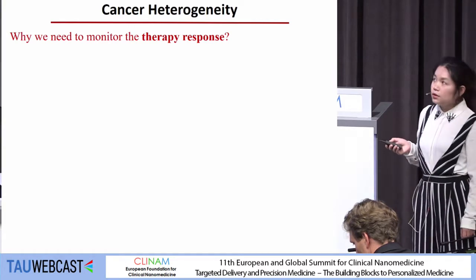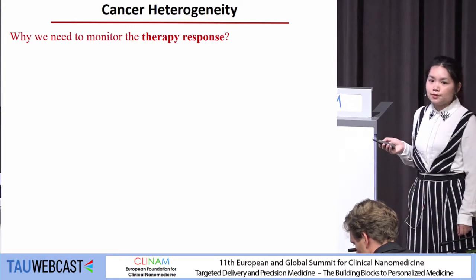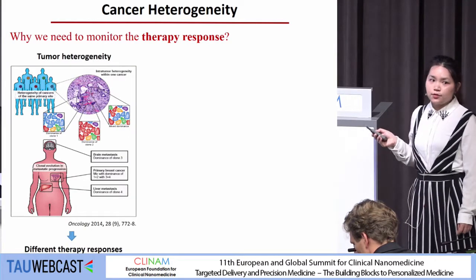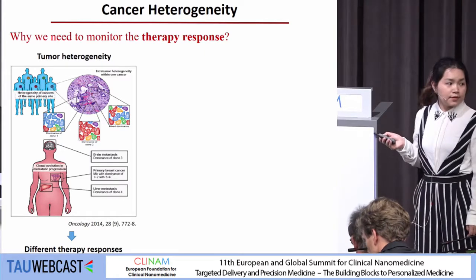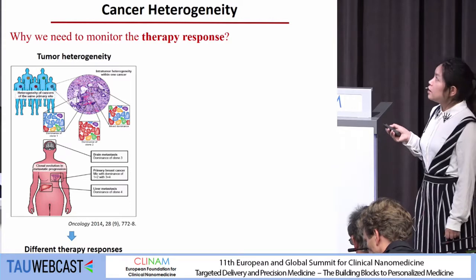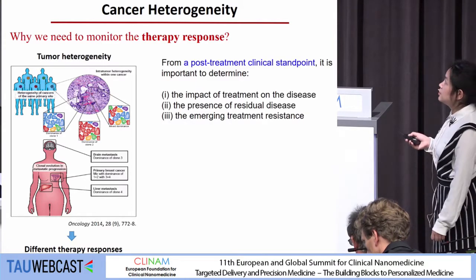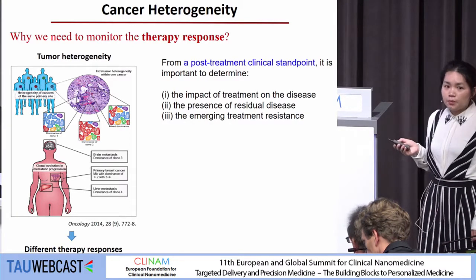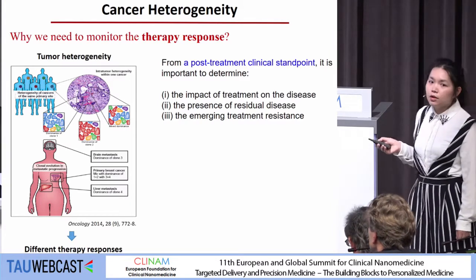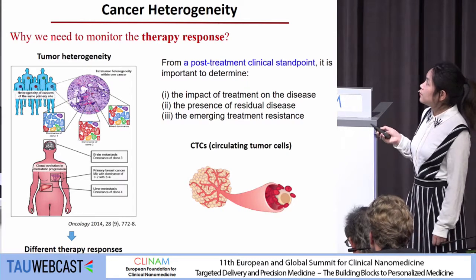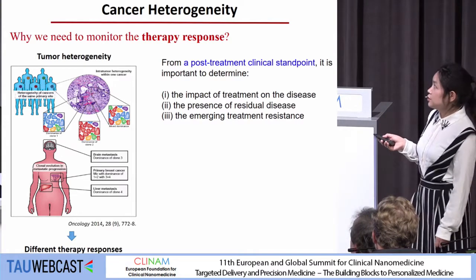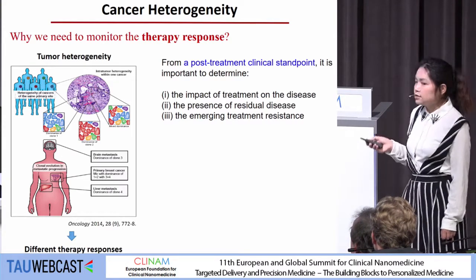So why is it important to monitor the therapy response? This is because tumor is really heterogeneous, so different patients might respond to the therapy differently. From a post-treatment clinical standpoint, it's really important to determine the impact of the treatment on the disease, the presence of residual disease, and the emerging treatment resistance.